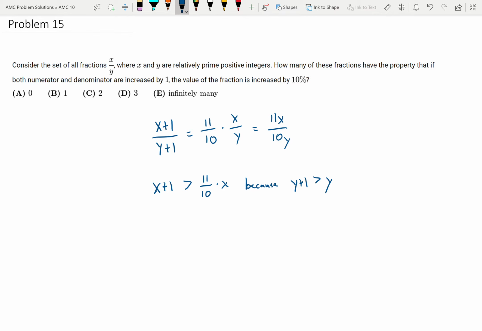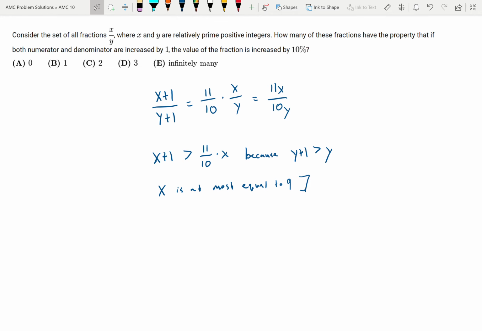So this means x is at most equal to 9. And the reason here is because once x is 10 or larger, 10% of x will always be larger than 1 plus x. So at the most, x is going to be equal to 9.